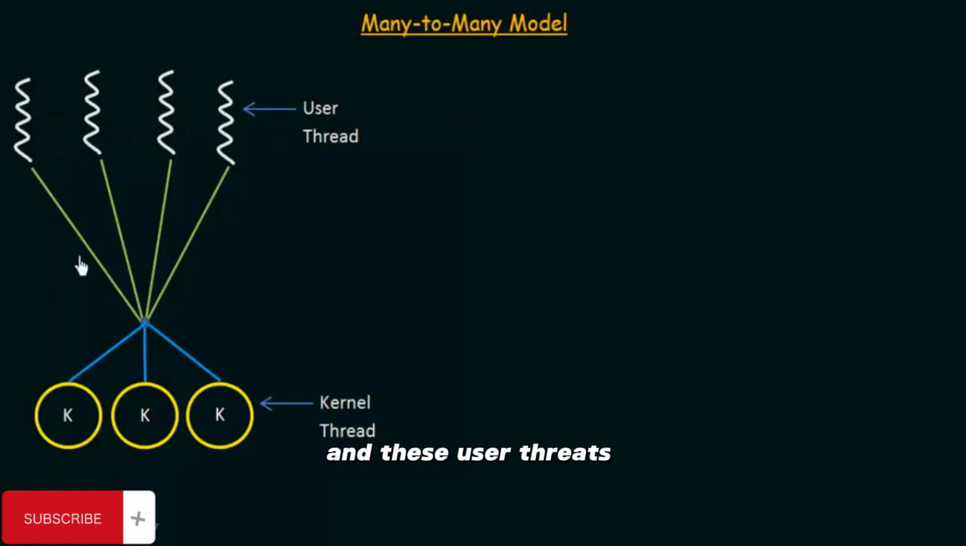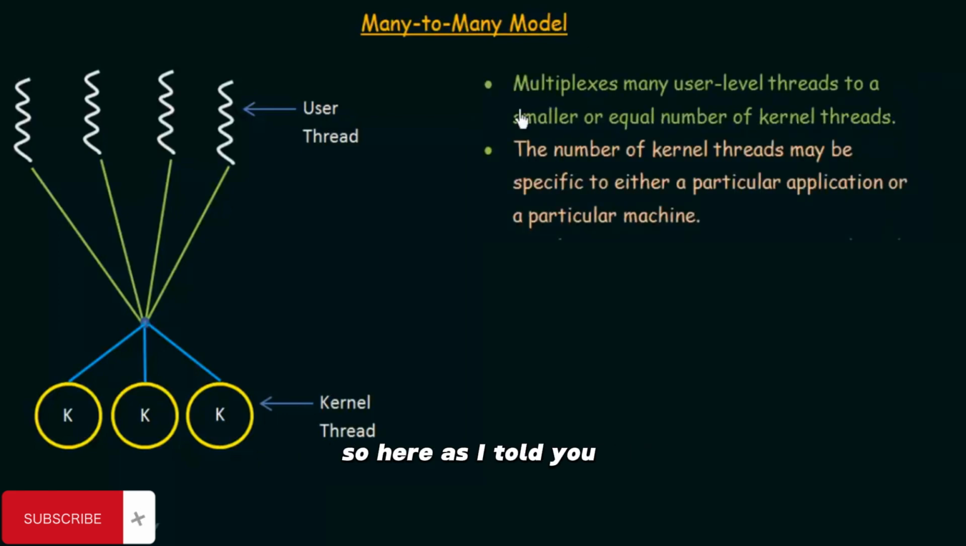And these user threads are associated with, or mapped to, these kernel threads. So there is a many-to-many relationship in this model. Let us see what the advantages of this model are, and if it is better than the other two that we have discussed. As I told you, in this model, it multiplexes many user-level threads to a smaller or equal number of kernel threads.